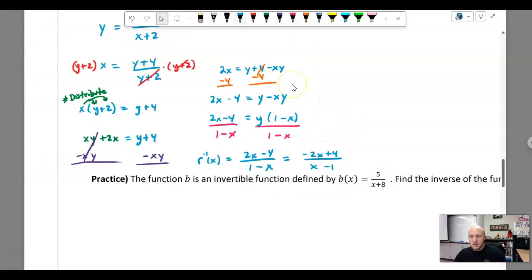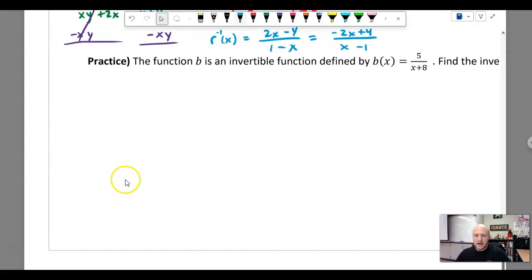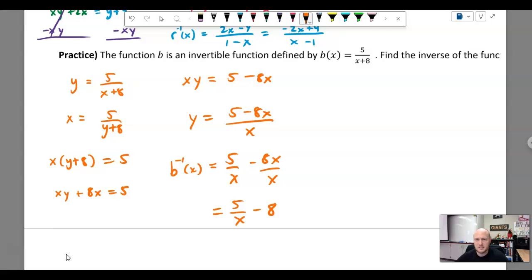Okay, please go ahead. I want you to try this one. Try B, and I'll show you the answers here in a second. Okay, let's look at this example. Hopefully you called B y, then interchanged x and y, and isolated y.